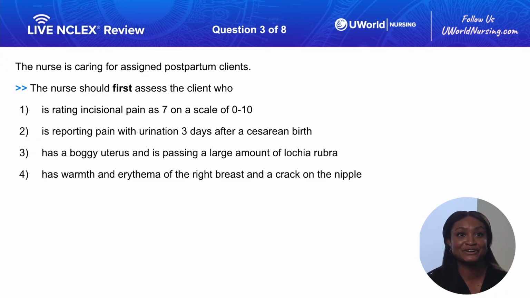The nurse is caring for assigned postpartum clients. The nurse should first assess the client who is what? So first, another first priority. Option 1 is rating incisional pain as 7 on a scale of 0 to 10. Option 2 is reporting pain with urination 3 days after a cesarean birth. Option 3 has a boggy uterus and is passing a large amount of lochia rubra. And option 4 has warmth and erythema of the right breast and a crack on the nipple. Let us know what you think should be assessed first.